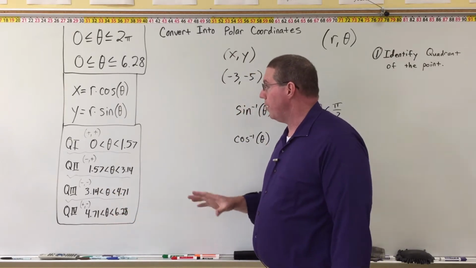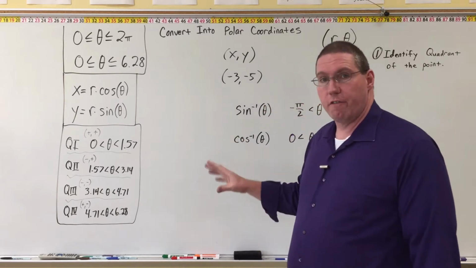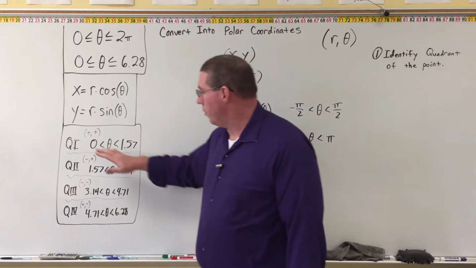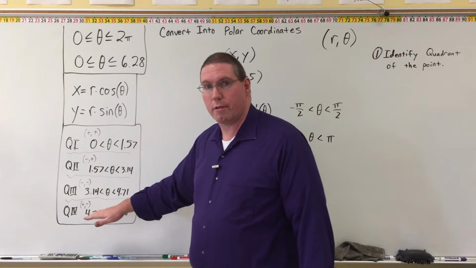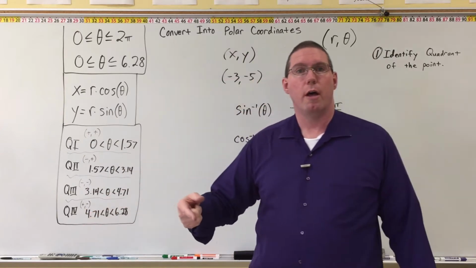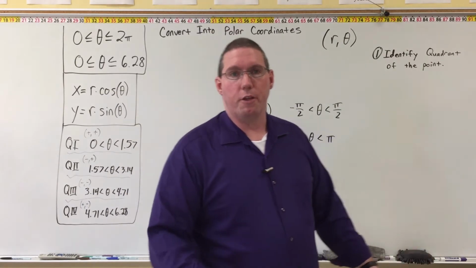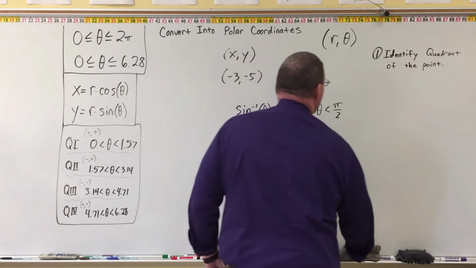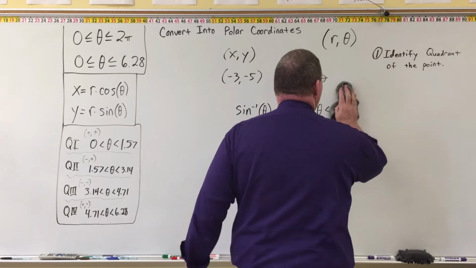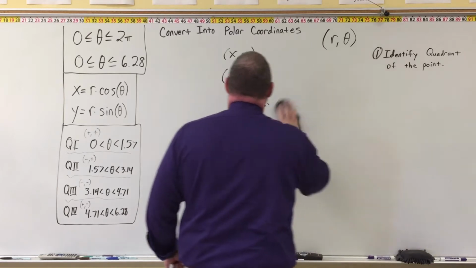So when doing this, you're going to have to know where your point is, which quadrant it's in, and then use what you learned about converting from one quadrant to another to make sure that you get the correct theta angle, okay? So that's the first thing we're going to do, identify the quadrant of the point, okay?